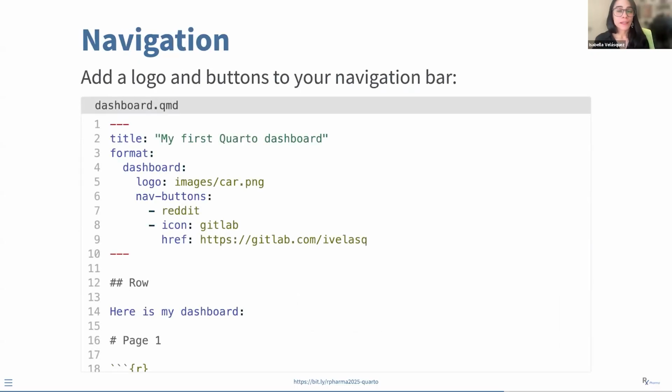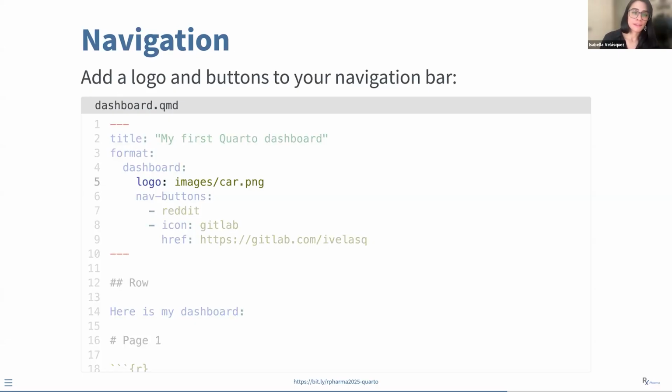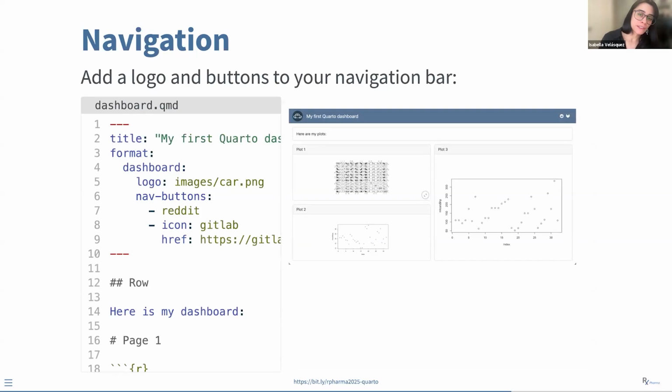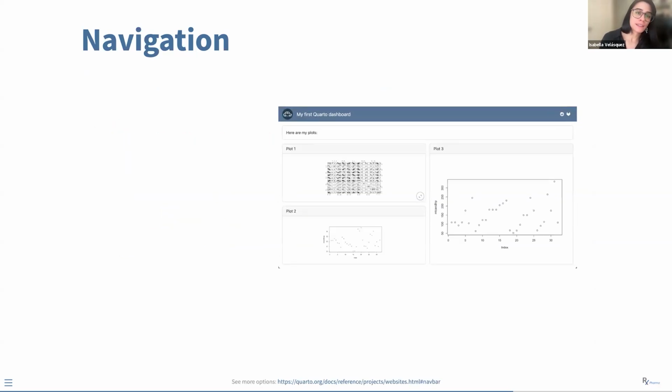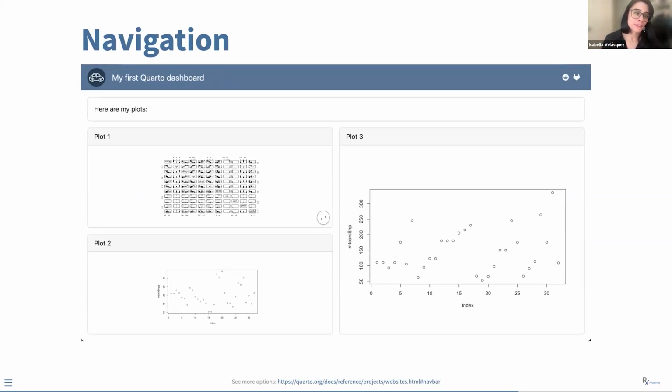You can add a logo and buttons to your navigation bar. So there was a question earlier, can we add logos depending on your output? The answer is yes. This is how you would add it for dashboards. So here in line 5, I've added a logo. Here I've added navigation buttons to Reddit and GitLab. And rendering it, we can see what it looks like here. Just to zoom in, now I have a car logo in the top left, and I have the GitLab and the GitHub icon on the top right.